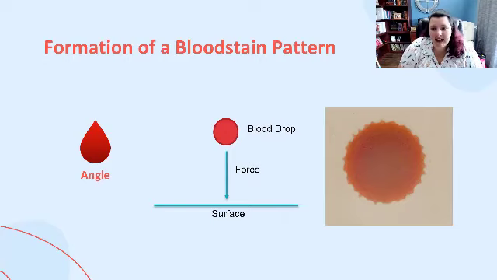For example, here on this slide is an image of a bloodstain that was dropped onto a surface from a 90-degree angle, and you can see that the bloodstain is almost perfectly circular.